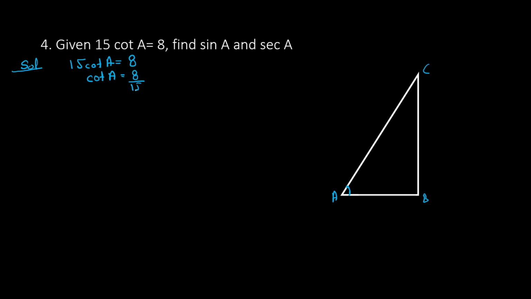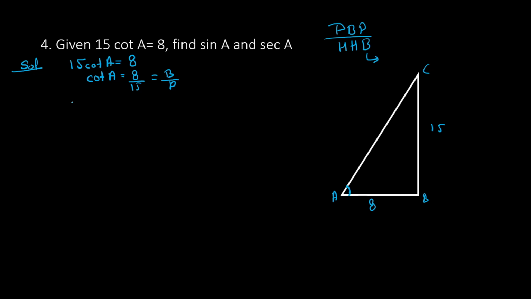Now let's find sin A and sec A. To find them, we have to first identify the sides. Remember the formula PBP upon HHB. So for cot it will be base upon perpendicular. Base is this one, so it will be 8 and perpendicular is 15. Now we have to find hypotenuse.